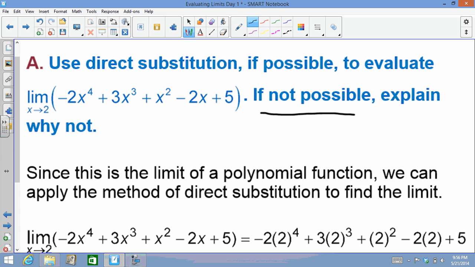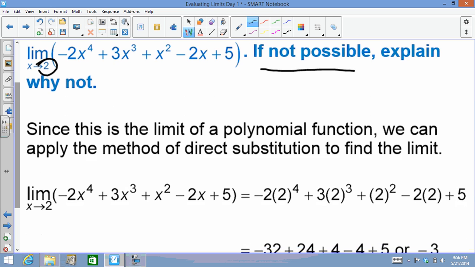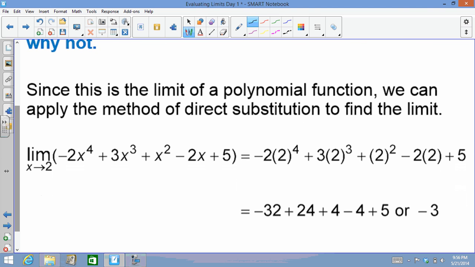So all I'm going to do is place the 2 in for x wherever I see it, which is what I have down here. And then I'm just going to do the math. And when I do the math, I end up with -3. So the limit of all of this stuff ends up to just be -3.